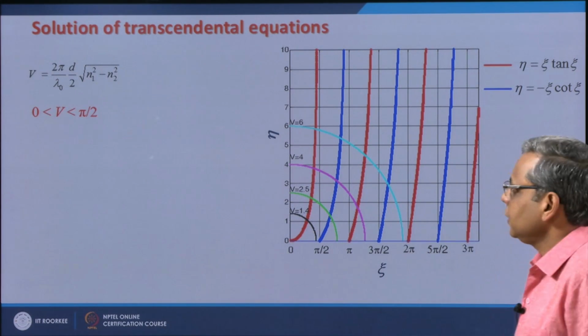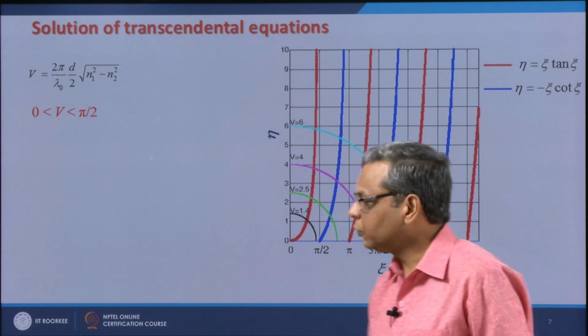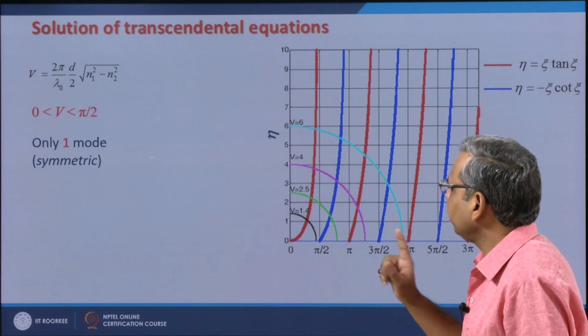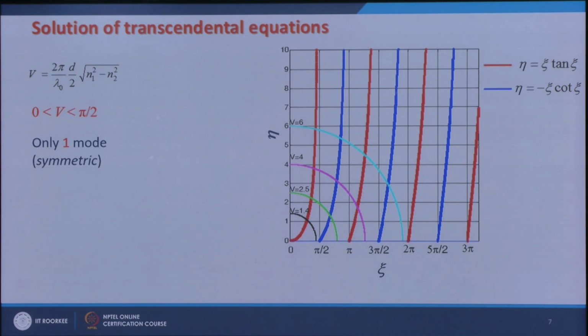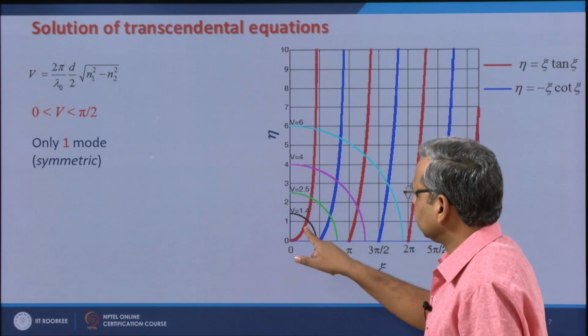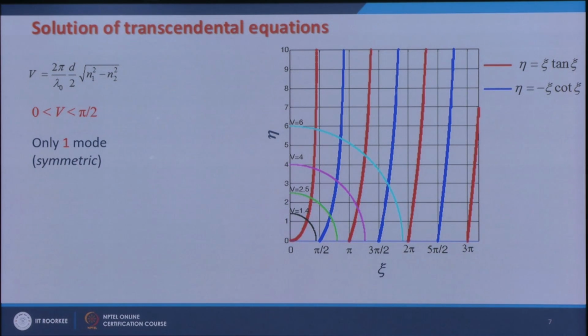So, in this range, if V lies in the range 0 to pi by 2, then there is only one mode which is possible, and this mode is symmetric mode, because it is obtained from the intersection of red curve with the circle, and red curve corresponds to symmetric modes.